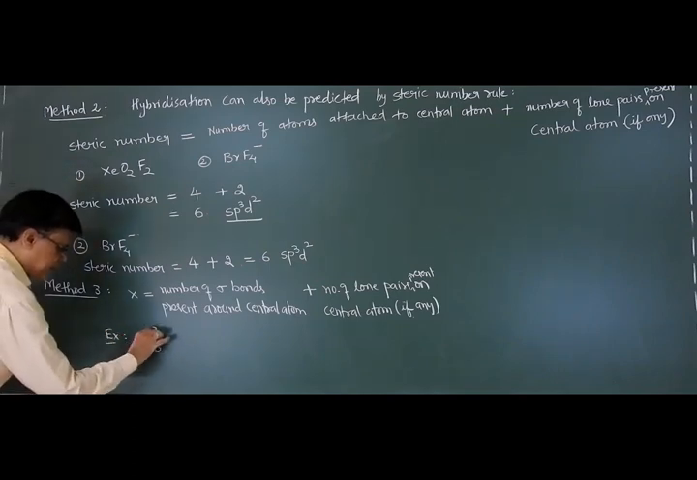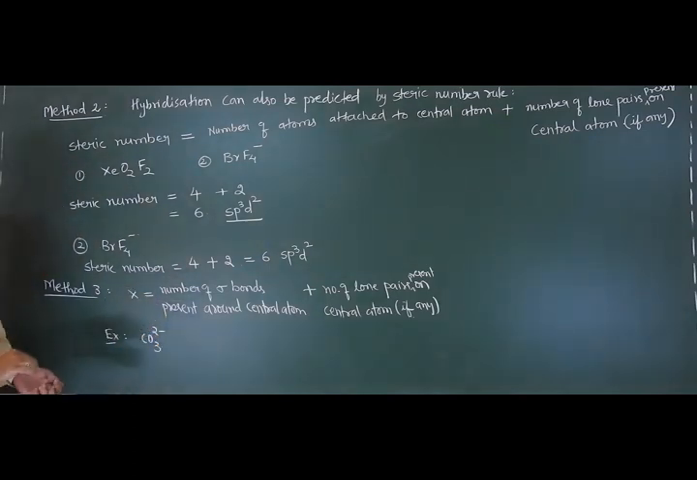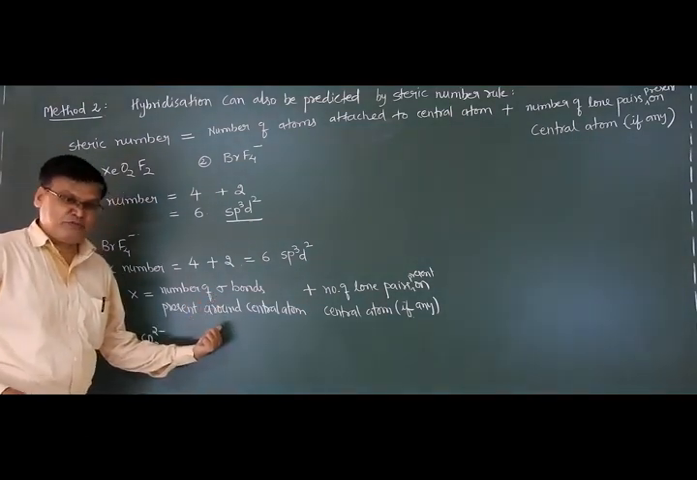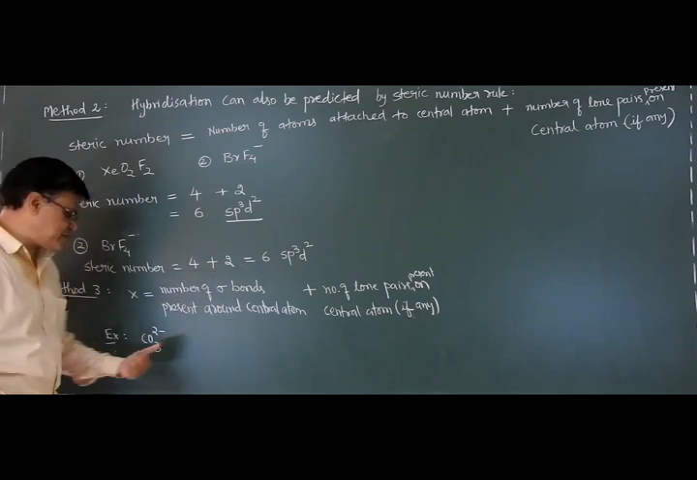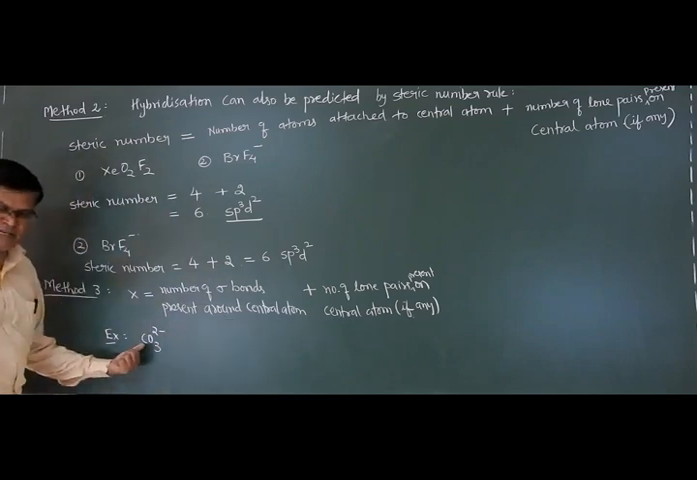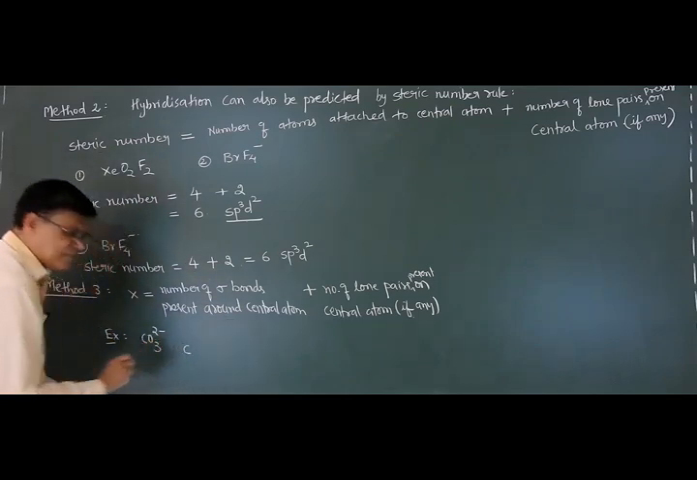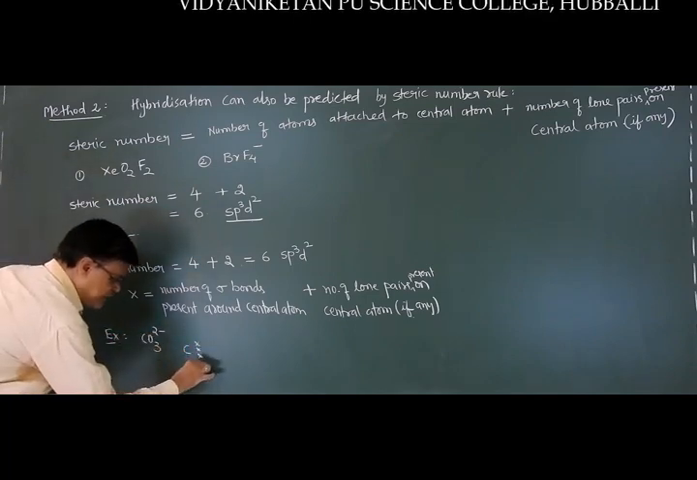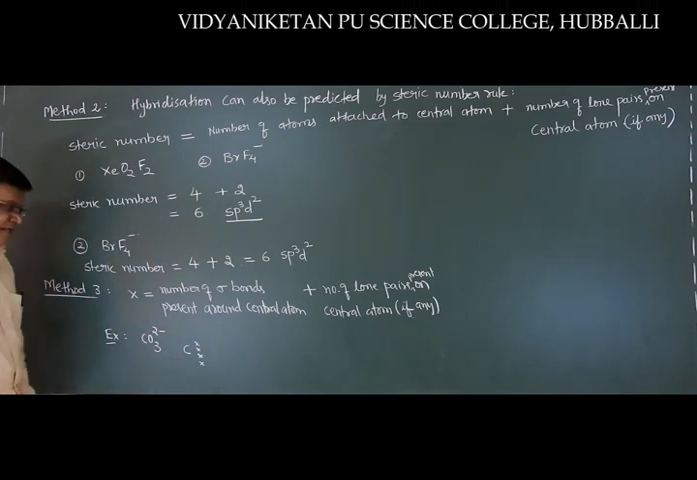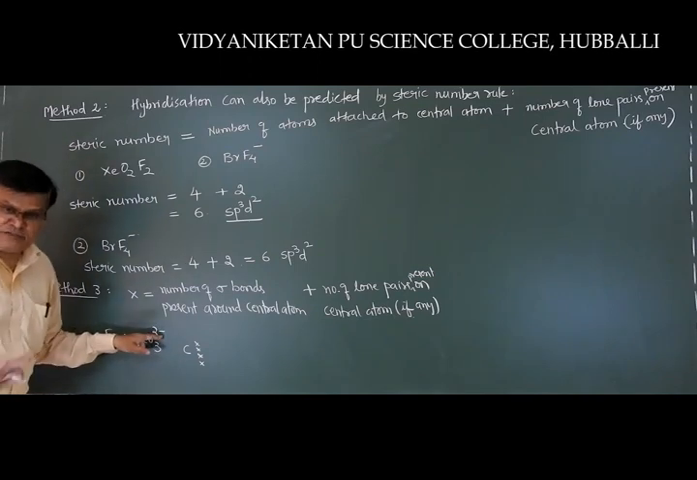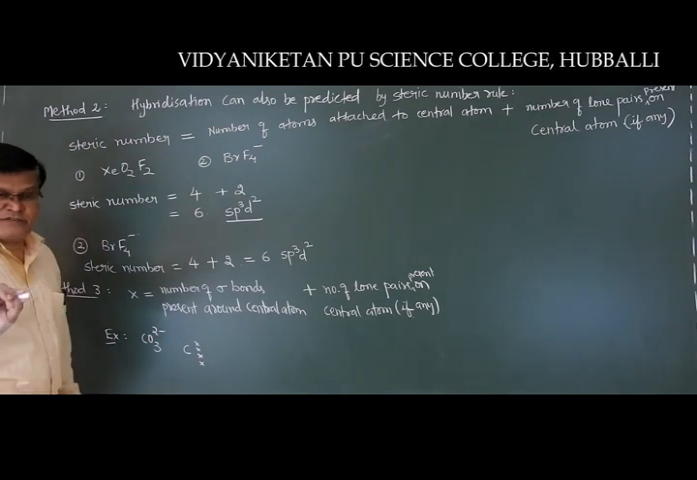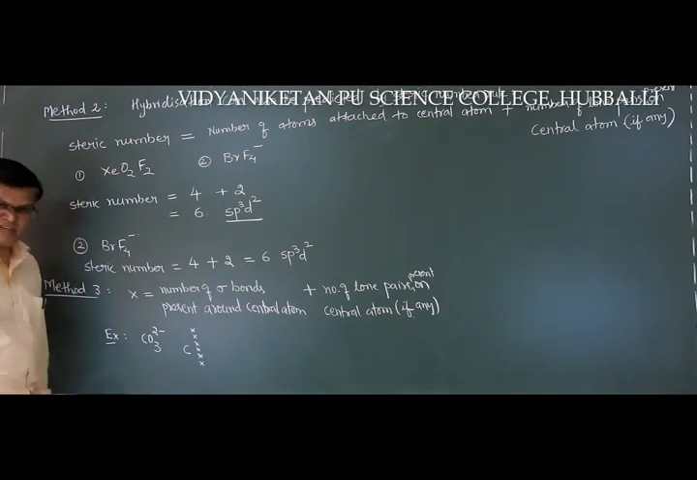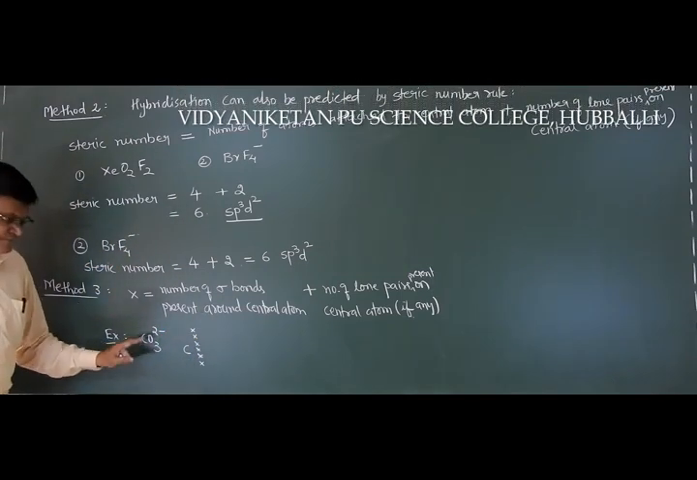CO3 2 minus. Clear? How many sigma bonds are present around the central atom? You should first write the structure. Otherwise, you can write: carbon has how many valence electrons? 4. 1, 2, 3, 4, 4 valence electrons. How much negative charge? 2 negative charge. Negative charge means we have to add 2 electrons. You can add. Clear? Now this is over.